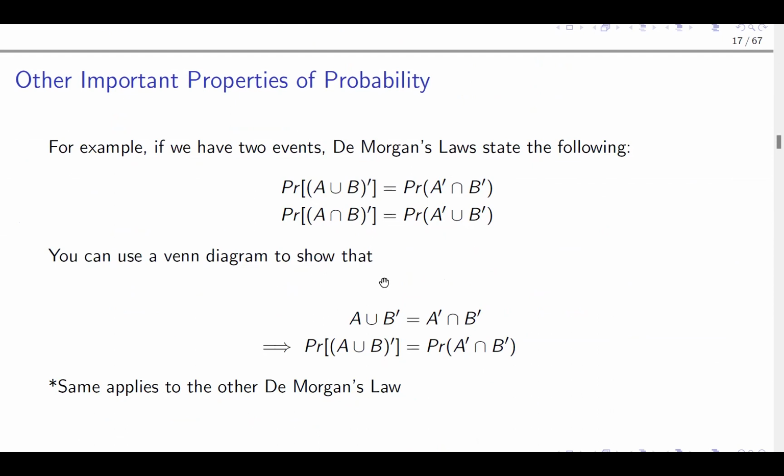You can use a Venn diagram to show that this is true. Okay. Now, once (A union B) prime, there should be a bracket around the A union B, is equal to A prime intersection B prime, then the probability of (A union B) prime should also be equal to the probability of A prime intersection B prime.